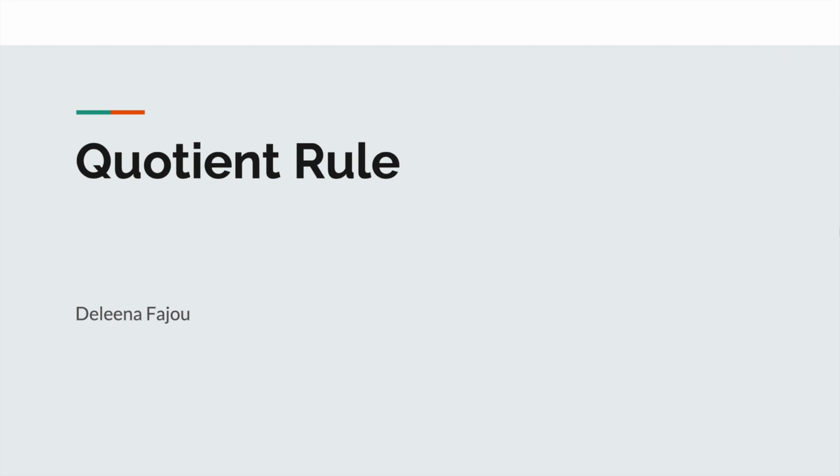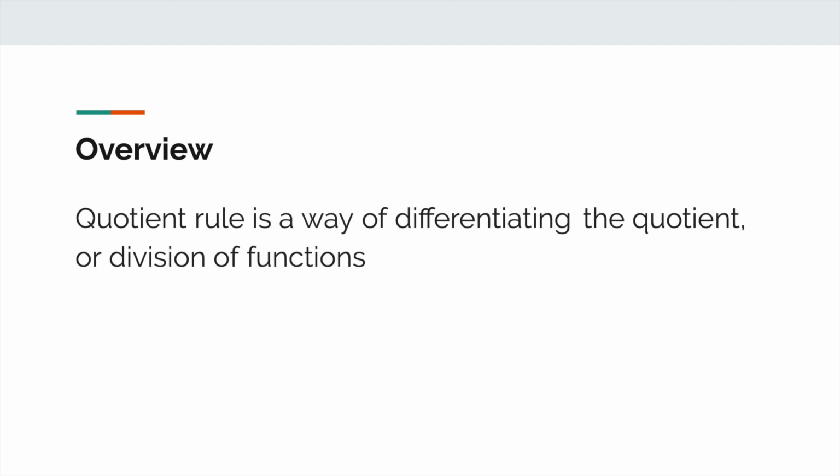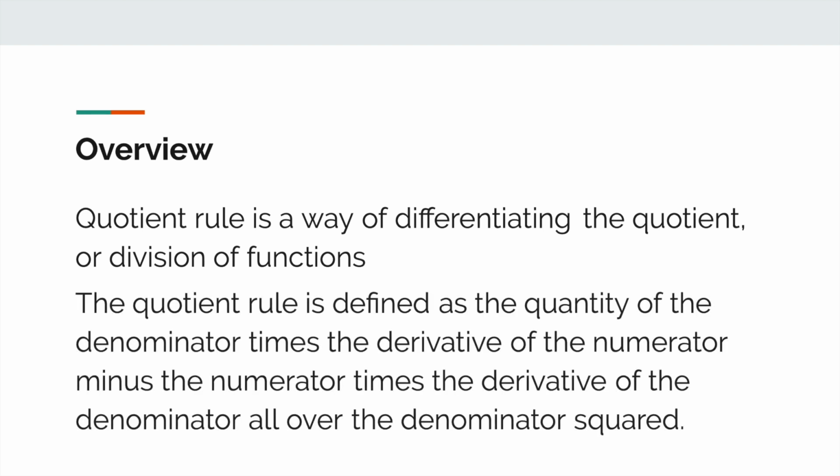In this video, we'll be talking about the quotient rule. A quick overview of the rule is that the quotient rule is a way of differentiating the quotient, or the division, of functions. Or, it is also defined as the quantity of the denominator times the derivative of the numerator minus the numerator times the derivative of the denominator, all over the denominator squared.